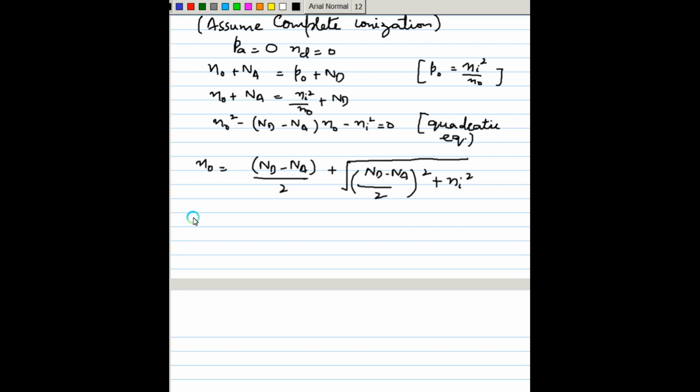So when Nd is greater than Na, N naught increases, but when Nd is less than Na, N naught decreases. And if Nd is equal to Na, our N naught will be equal to Ni, so it will become an intrinsic semiconductor.